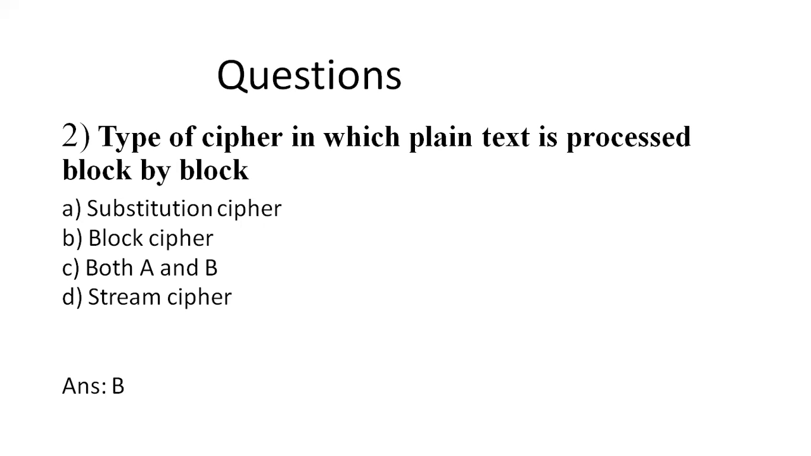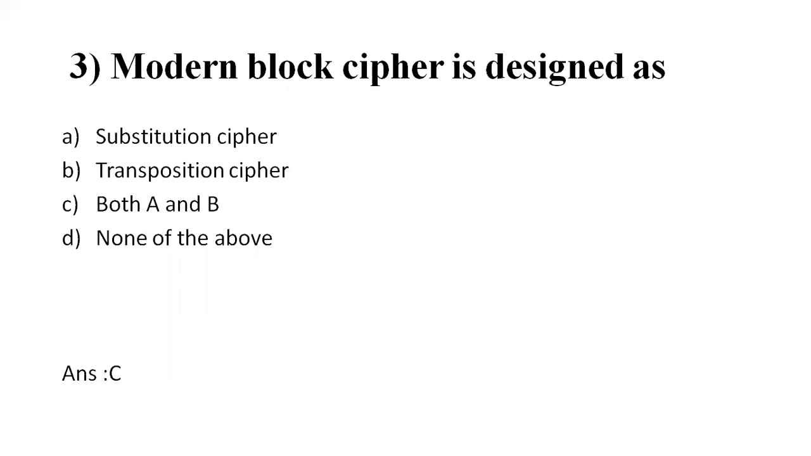Type of cipher in which plain text is processed block by block. As the name indicates, it's called a block cipher. In the case of the previous one, stream cipher, the information is processed one digit at a time. In the case of block cipher, it is processed block by block. In our subsequent session, we'll discuss block cipher and stream cipher in detail. The correct answer here is B.